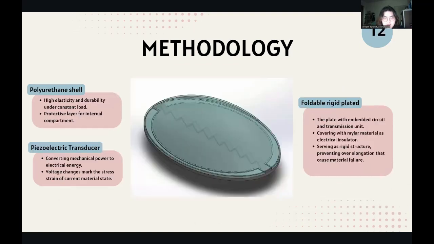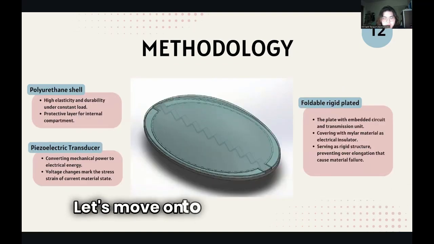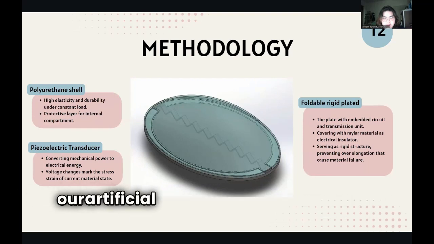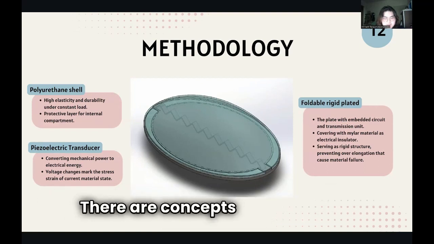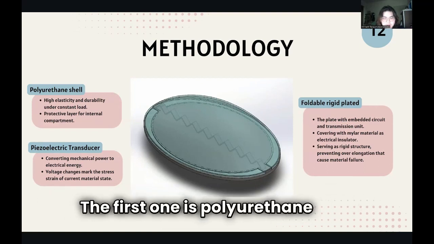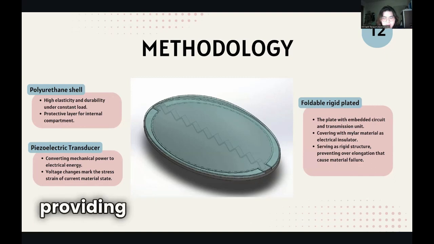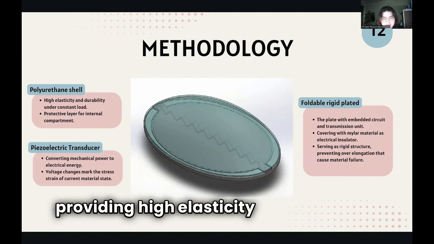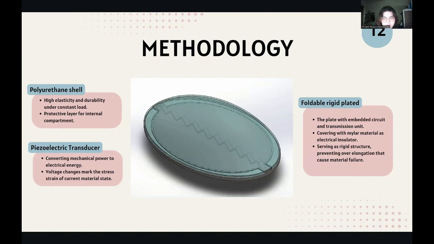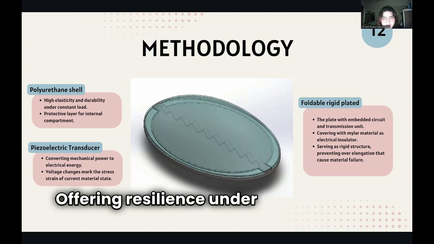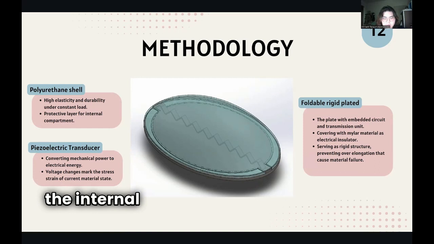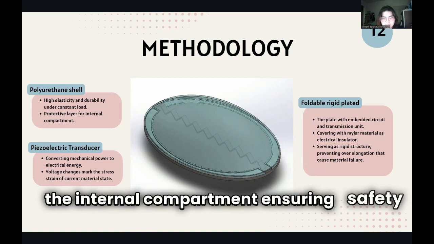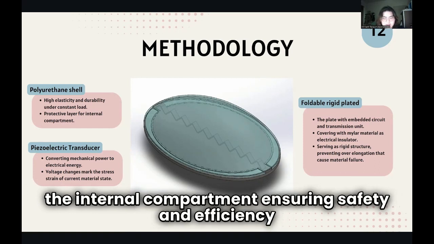effectiveness. Let's move on to the components of our artificial lower esophageal sphincter prototype. There are three parts. The first one is the polyurethane shell, providing high elasticity and durability, offering resilience under constant load. It also protects the internal compartment, ensuring safety and efficiency.